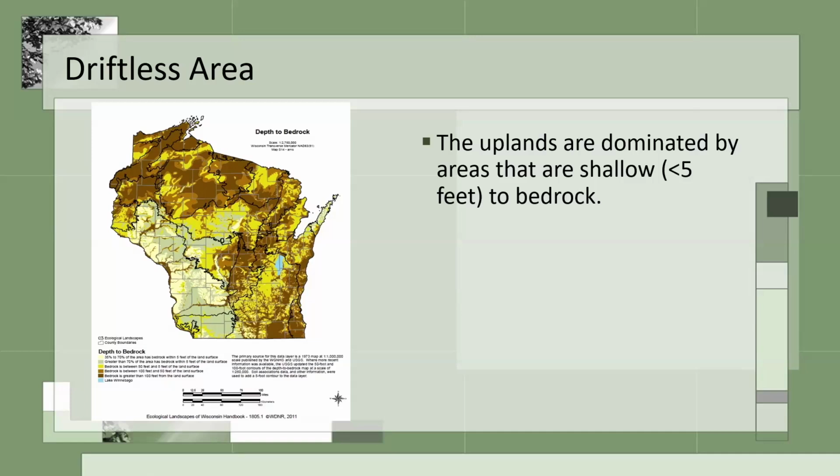So a lot of the rest of the state, and why it's deeper to bedrock, is because a lot of those areas have been covered by drift. They've got glacial outwash or other deposits that are covering it. In the southwest part of the state, we don't have that because it wasn't glaciated. We don't have those glacial deposits, and therefore we have some shallow bedrock issues over there.